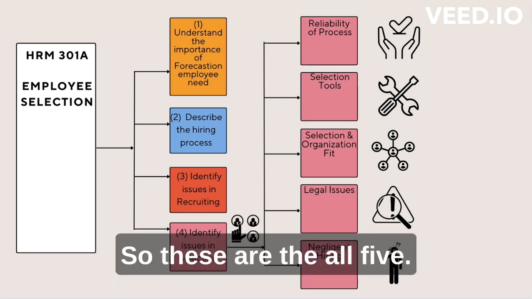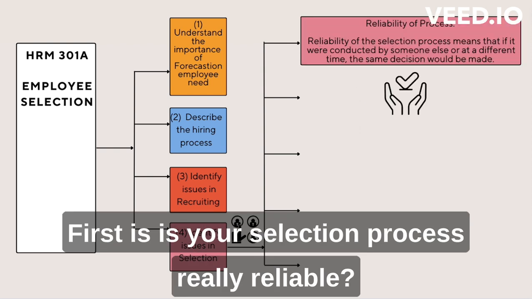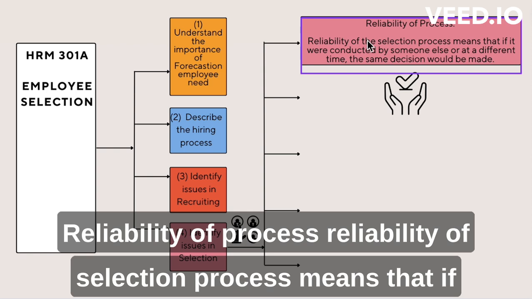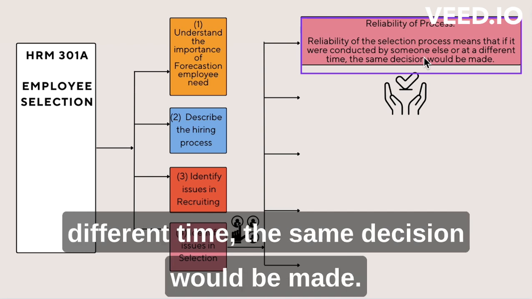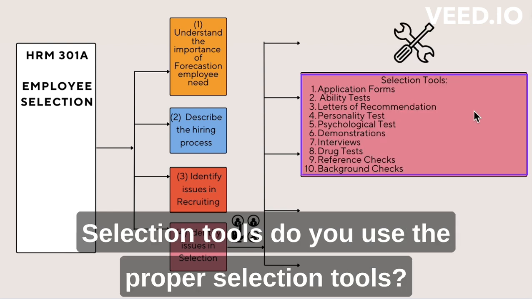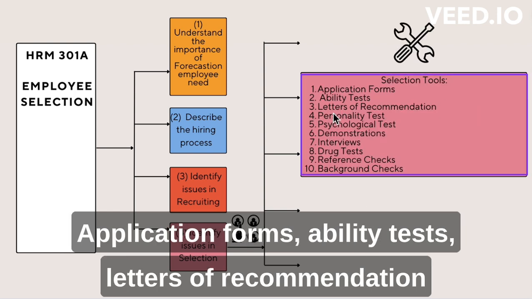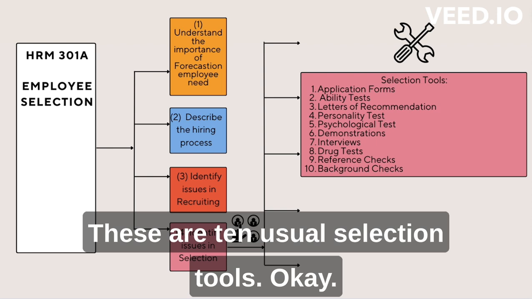And lastly, identify issues in selection. So these are all five. First is your selection process reliable? Reliability of process. Reliability of selection process means that if it were conducted by the same person or at a different time, the same decision would be made. Selection tools. Do you use the proper selection tools? Application forms, ability tests, letters of recommendation, and so on and so forth. These are the 10 usual selection tools, okay?